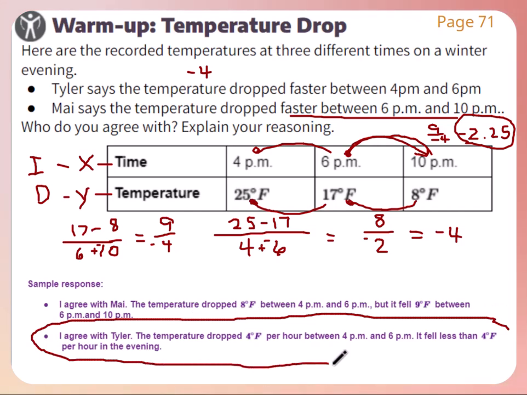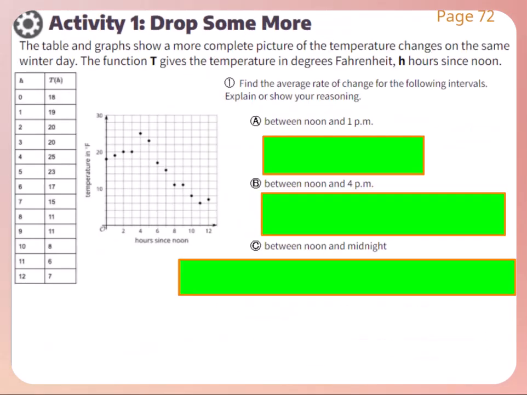Get in the practice of writing your answers in complete sentences, and then talk with your group to try to figure out how that question is answered and how to look at it to get the correct answer. On page 72, activity 1, we have a table and graphs. So we have a table, here's our X and here's our Y, and then we have a graph that shows a more complete picture of the temperature changes on the same winter day.